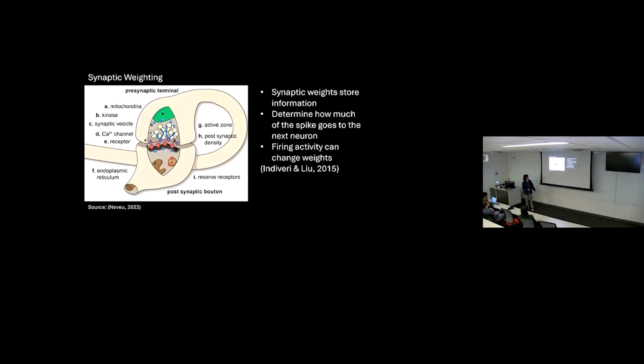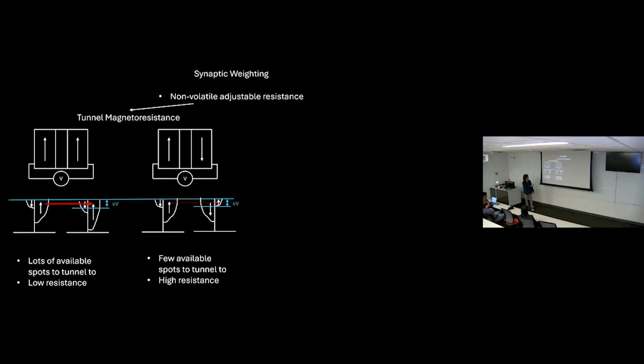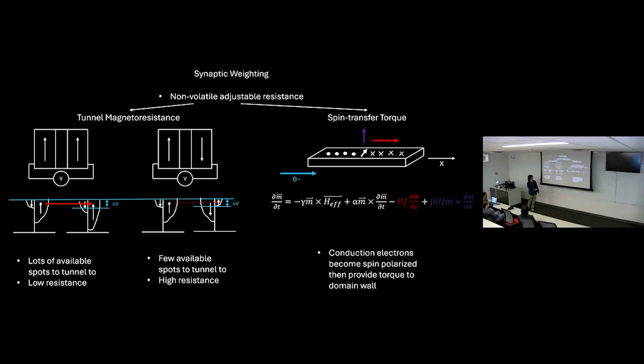To meet this, we need a non-volatile adjustable resistance. For non-volatile resistance, we know that is the MRAM device, which can use tunnel magnetoresistance. And for it to be adjustable, we can use spin transfer torque. We went over these concepts before, so it's just a refresher.